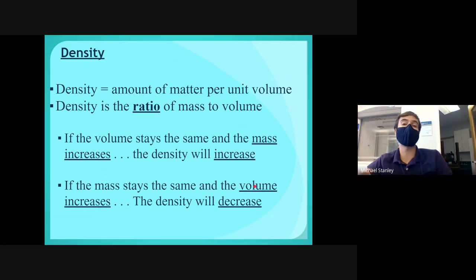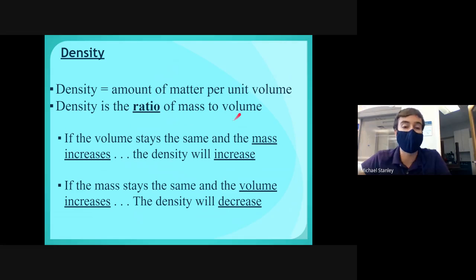So if the amount of space and the size goes up and you have the same amount of stuff, the same mass, then the density goes down. So if your mass stays the same, then when the volume goes up, the density goes down, because now it has more space. It's less compacted and squished together. It can spread out and take up a whole bunch of space in our dumpster.